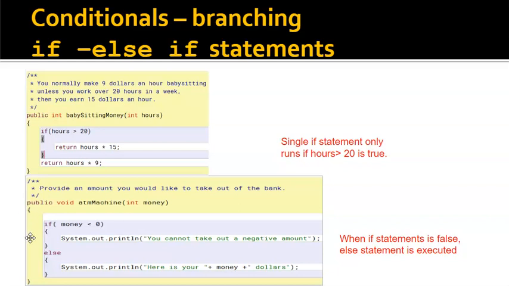So for example, if we're at an ATM and we don't have any money in our account, so if our money is less than 0, then we're going to say you cannot take out that amount of money, and then we would prompt the user to pick another number that would work and that we could dispense if it was an ATM machine. Otherwise, we would say, here's your money and here's the amount that you would have.